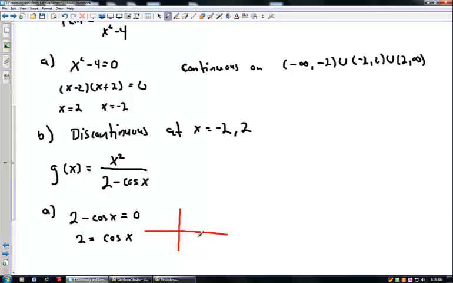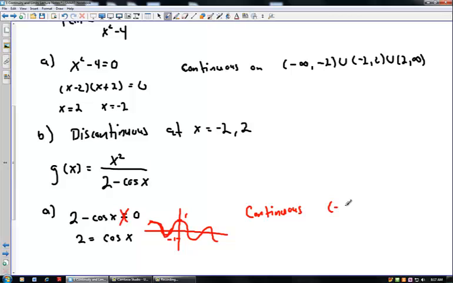And my brain sort of goes ding, ding, ding, because I know that the cosine of x is always between negative 1 and positive 1, because it looks like this. This should be the same height down here, so it goes between height 1 and height negative 1. And so cosine of x is never 2. What that means is this is never equal to 0. So this is continuous everywhere.